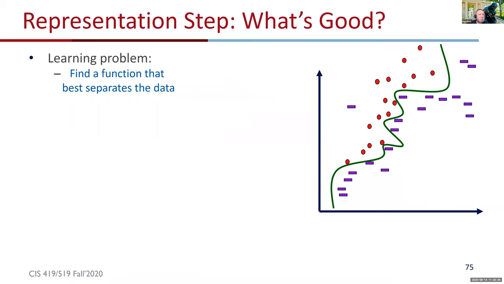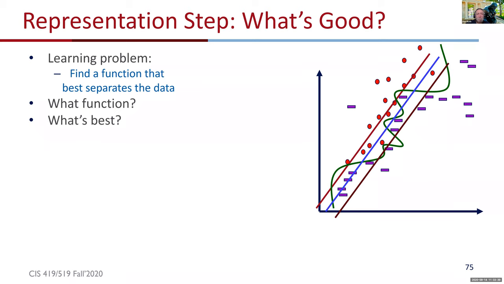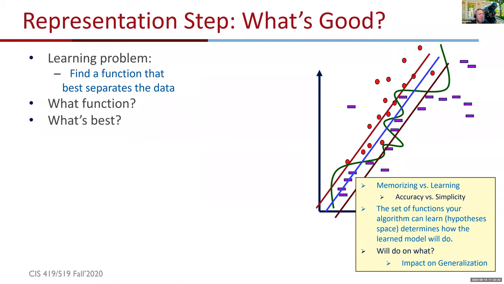So we talked about this, and now the question is, we want to be able to formalize this. And before that, what are we talking about here? We're talking about issues of memorizing versus learning in some sense. So the green one, you can think about memorizing, right? It really fits the training data perfectly, but in order to fit the training data perfectly, it's not simple, and it's unlikely to do well in the future.